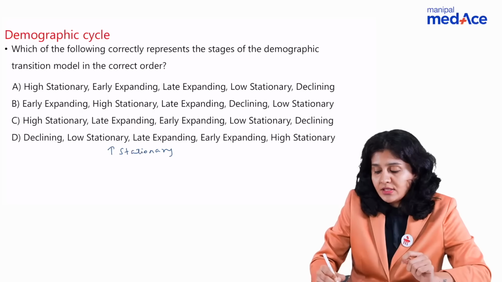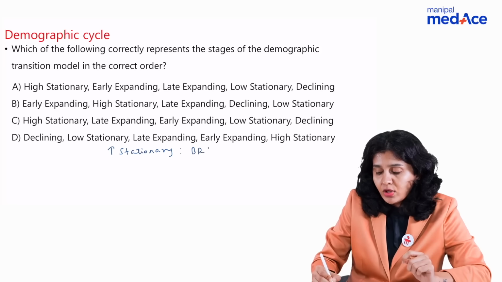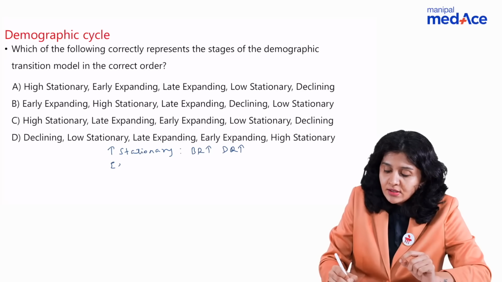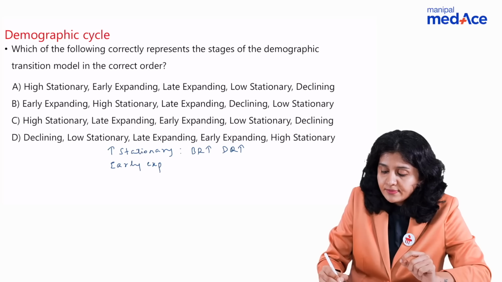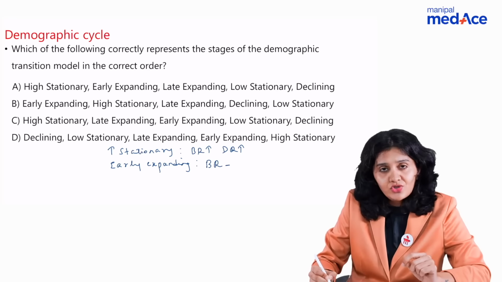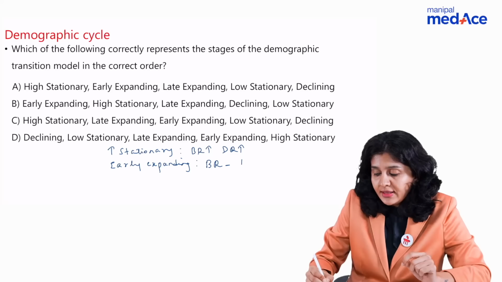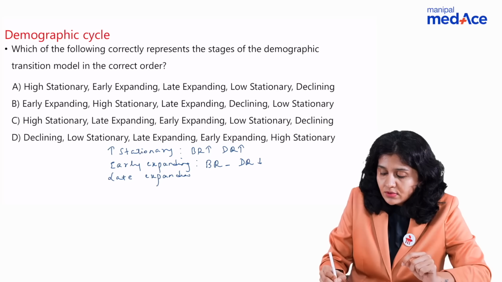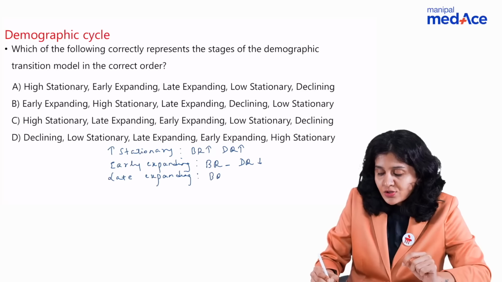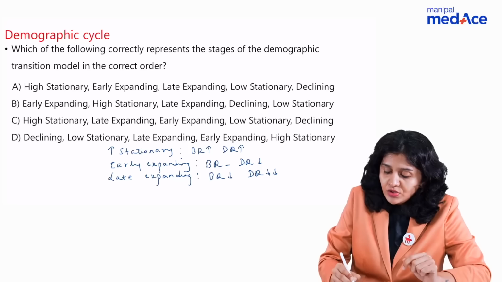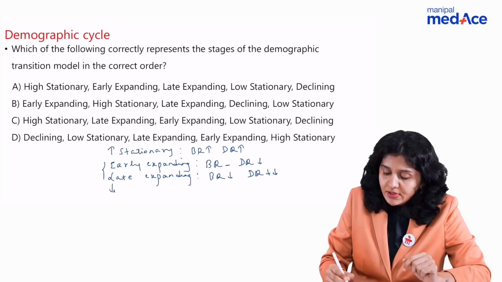In high stationary, what happens? Both birth rate, this is very, very important, and death rate are high. The next one is early expanding. In this, birth rate is not changed, it remains unchanged, but death rate starts to decline. What happens in late expanding? Birth rate starts to decline, death rate declines further. Alright, so these two only you should understand. The other three are simple.